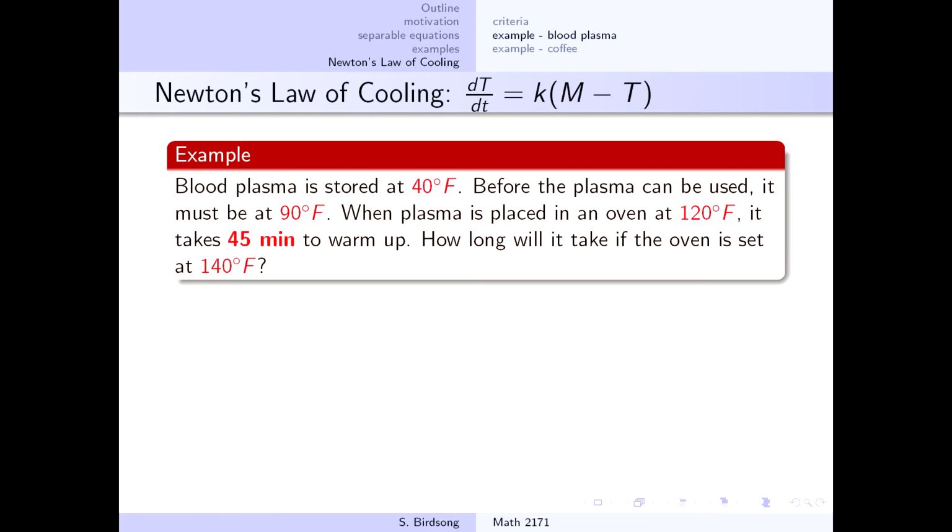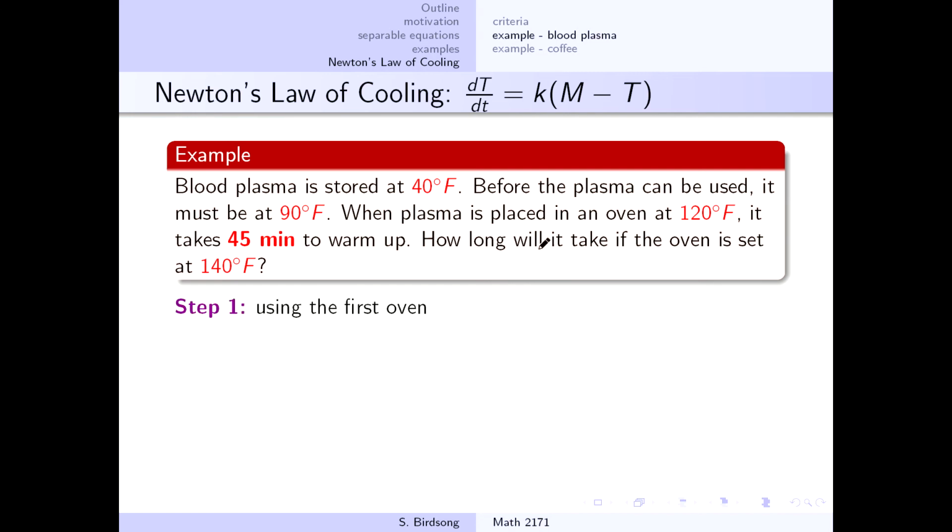A couple of things that are key here, of course, in a story problem, are your key numbers. Sometimes you have extra information, but especially at the level of class that we are, you're typically going to use all of your numbers involved. So key numbers here: 40 degrees Fahrenheit, which is the initial temperature of your blood plasma; 90 degrees Fahrenheit, which is what we want the end temperature of our blood plasma to be; the surrounding temperature for the oven, at 120 degrees Fahrenheit or 140 degrees Fahrenheit; and the time it takes for your blood plasma to warm up.